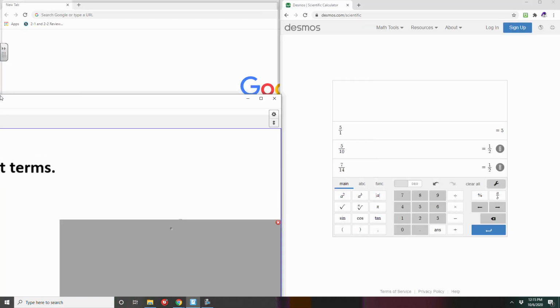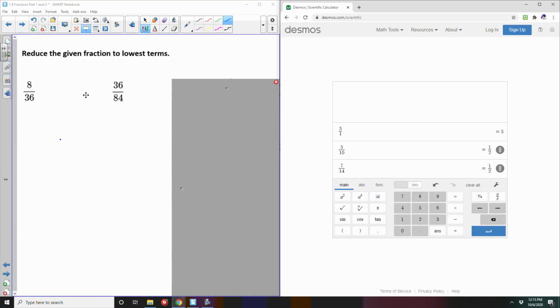Grab our calculator over here. And we have 8/36. I'll use the fraction button. So we have 8/36. There we go. We want to convert it to a fraction, so it gives us 2/9. So over here, we're just going to write 8/36 is equivalent to 2/9. And then do the same thing for our 36/84. Convert it to a fraction and it gives us 3/7, and we're all good.